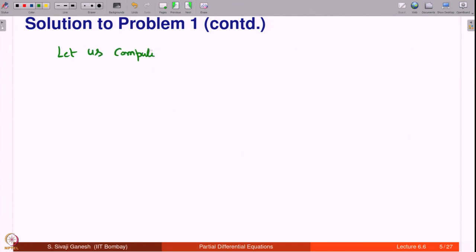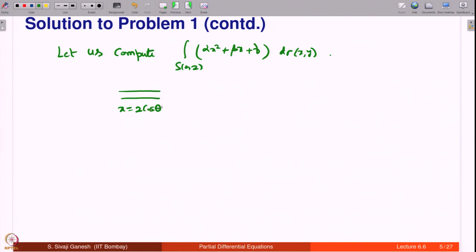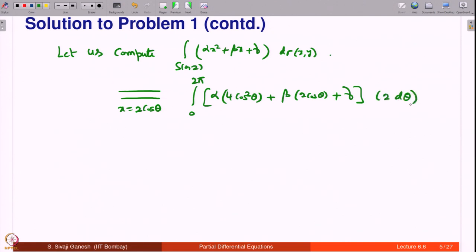So, let us compute the integral over S(0,2) of alpha x square plus beta x plus gamma d sigma of (x, y). So, x equal to 2 cos theta, y equal to 2 sin theta, but y does not appear in our integral. So, that will make this integral the integral from 0 to 2 pi of alpha, x is 2 cos theta, so x square is 4 cos square theta, plus beta times 2 cos theta plus gamma, into the integration element 2 d theta, where 2 is the radius of the circle. If the radius is r, it will be r d theta.